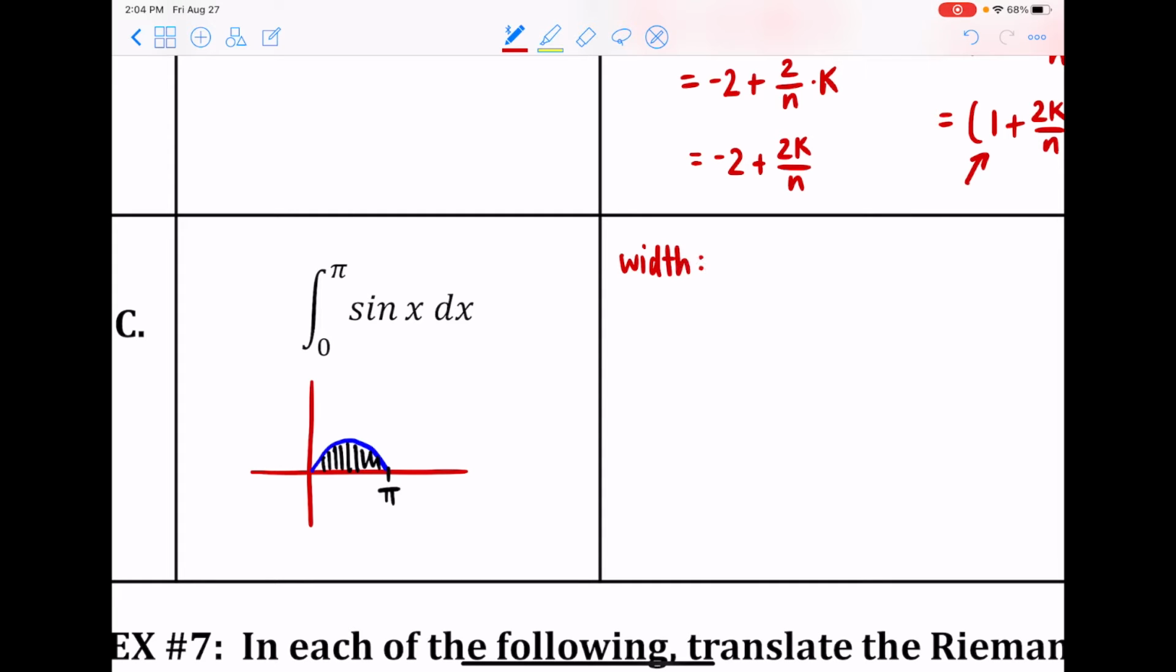So what are the widths of each of our rectangles going to be? It's going to be the total horizontal distance divided by the number of rectangles. So that distance there is pi, right? Pi minus 0 is pi. So it's going to be pi over n because there's n rectangles.